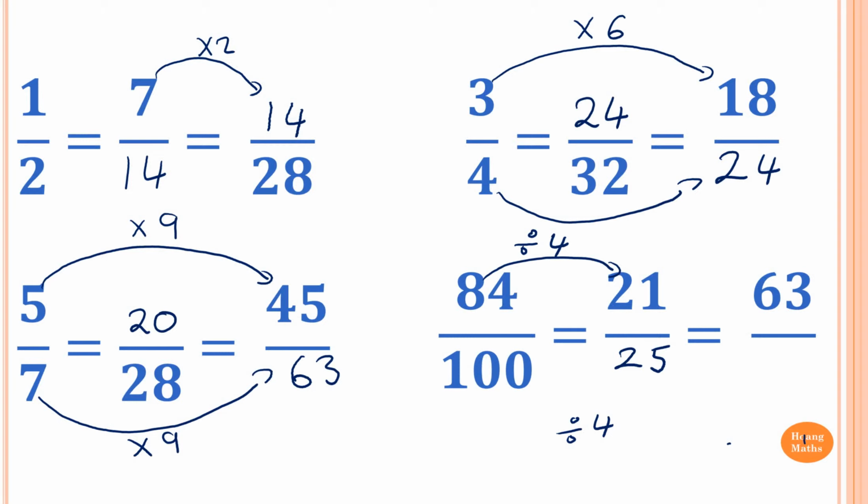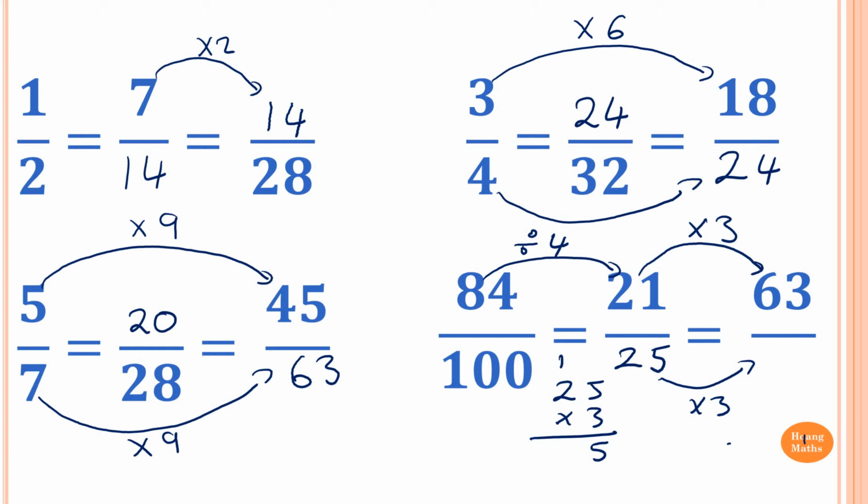Now to get to 63, from 21 to 63, I can just times by 3, because 21 times 3 is 63. So therefore, this times by 3 as well. So 25 times 3 is 75. Otherwise, you just go 25 times 3. 3 times 5 is 15. Carry 1. 3 times 2 is 6. Add 1 is 7. So 75.